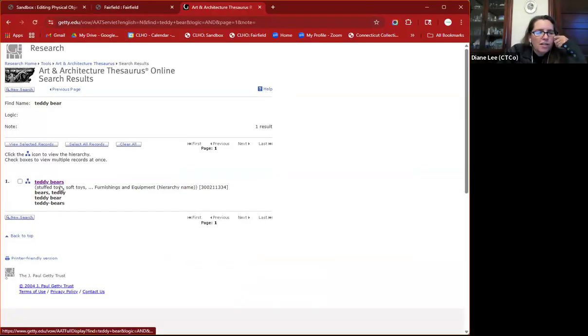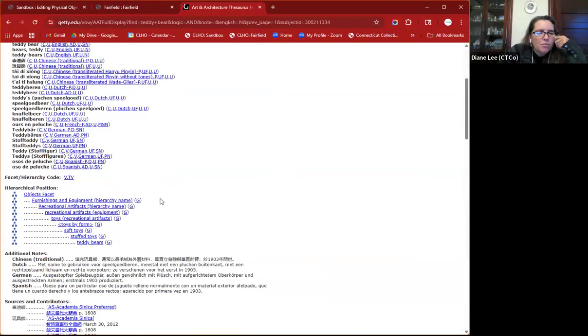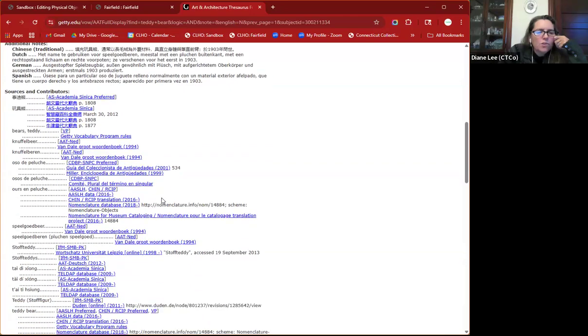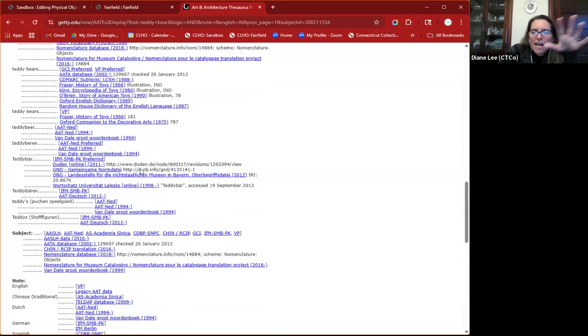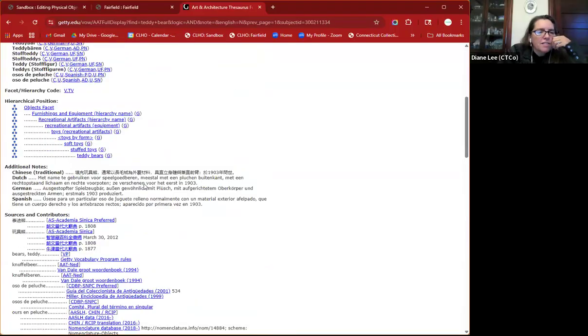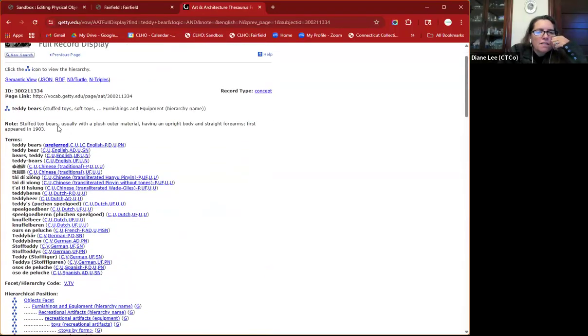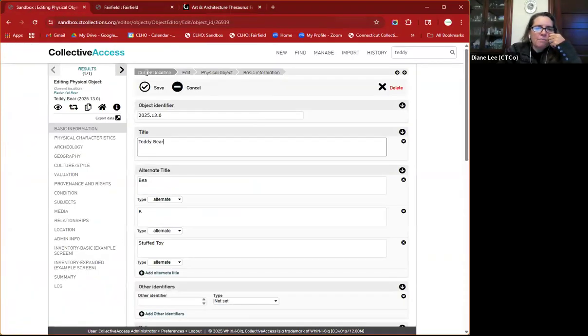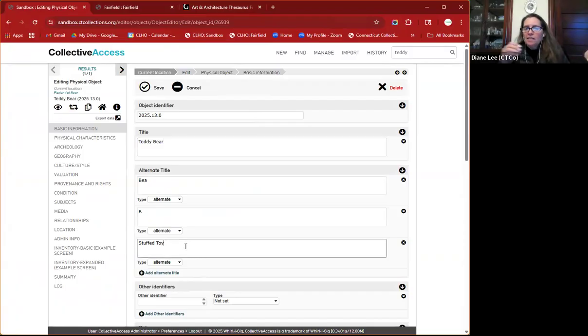So in terms of teddy bears and the other terms that are used, you can get lost looking through all these different things. This is all extra stuff you don't need to see, but it's just kind of fun to see it. Stuffed toy bears, usually with a plush outer material, having an upright body and straight forearms, first appeared in 1903. Just kind of cool stuff to see. But it's under stuffed toys. So that's one of the reasons in my record I put teddy bear, because that's going to be a bigger genre of stuff. But I did include stuffed toy in that alternate title just for kicks.